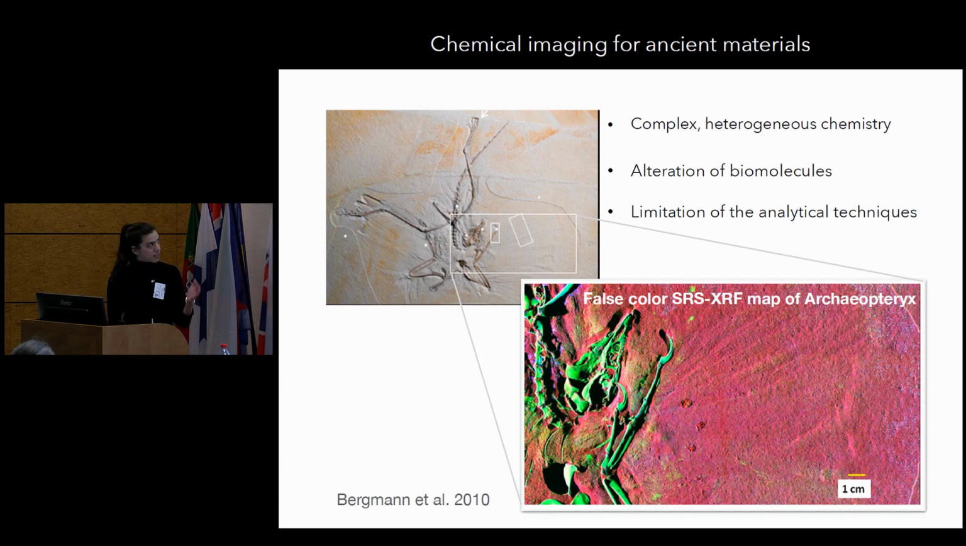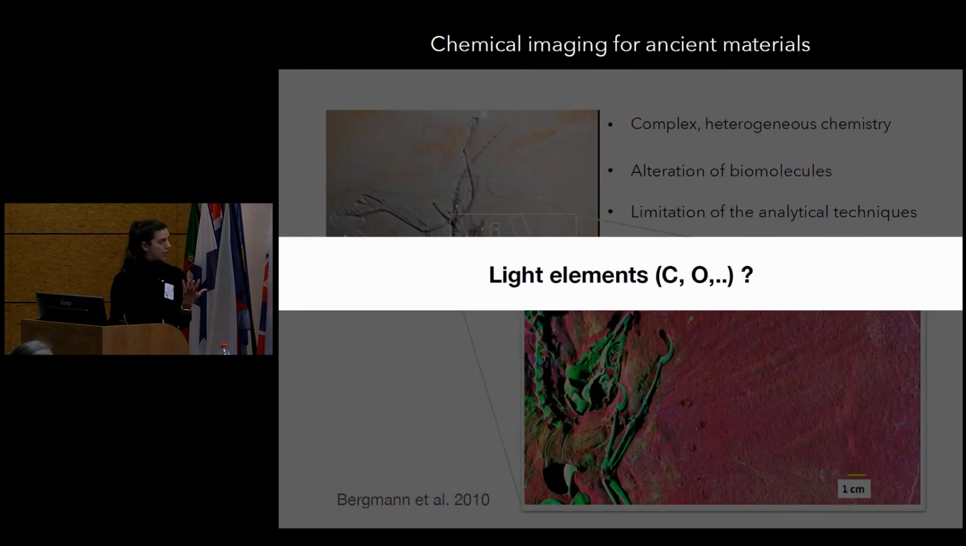And that's not so easygoing because of the complex heterogeneous chemistry of this kind of specimen. When you're looking at the inorganic phases, that's pretty much okay. We are pretty lucky because scientists have developed the techniques quite a lot. But when we are looking for the light elements and when we are interested in the organic chemistry of this kind of material, then we are lacking techniques.